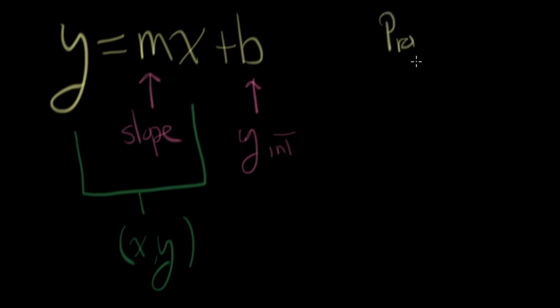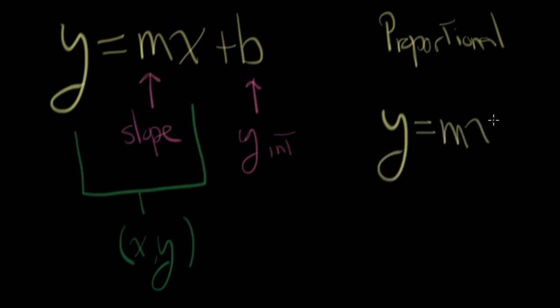So what are proportional relationships? Proportional or direct relationships. You're going to see this written different ways, but I'm going to say it's just y equals mx. That's it. There's no plus b. So that means for it to be proportional, the line has to go through the origin. So that's one thing to keep in mind.